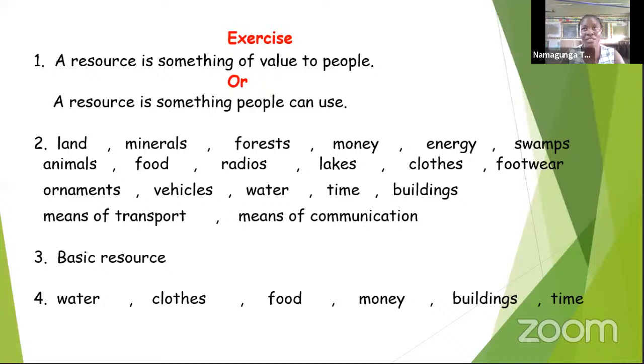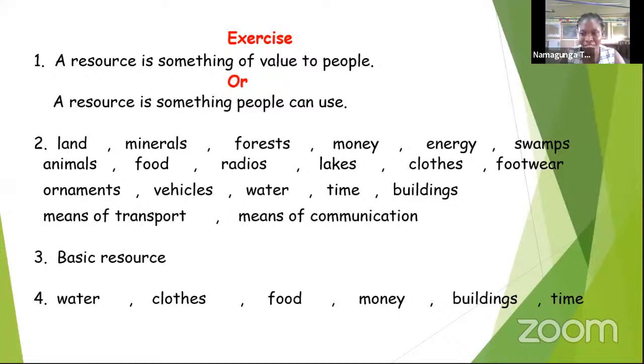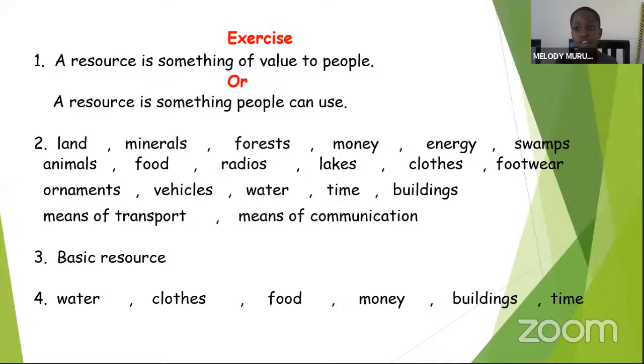Mulunji Melody, are you there? Yes. Give me 2 examples of basic resources. Water, clothes. Beautiful. Water and clothes. Very good. Thank you so much.